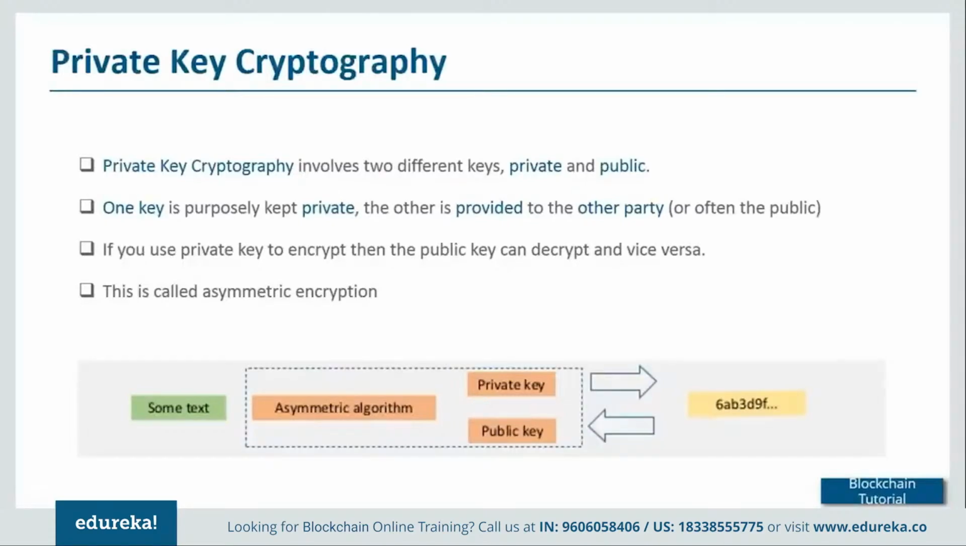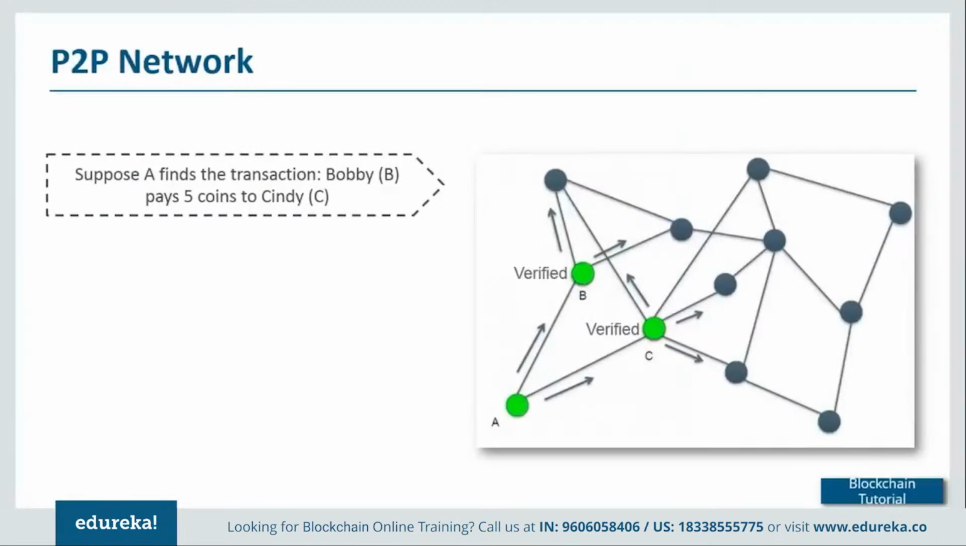Now based on what data you're sharing, you can select whether it has to be encrypted by the public key or the private key, and the other would be used for decrypting the data. It's completely an asymmetrical encryption process that takes place. Now apart from this, we use a P2P network. How does the P2P network work?